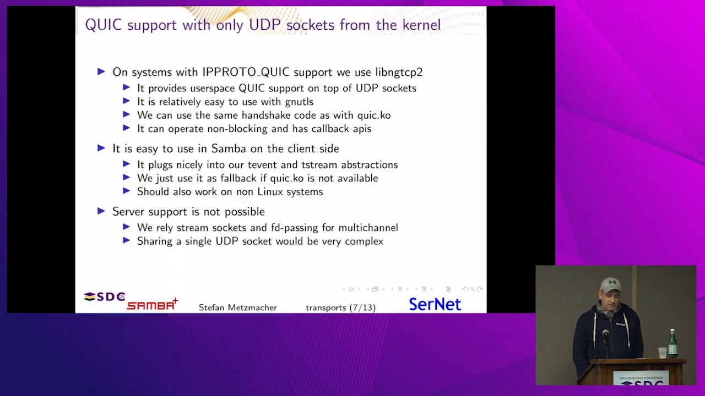But for the server, it's not so easy, because we currently rely on FD passing for stream sockets in order to have multi-channel support. And that's not possible with a simple UDP socket. So we don't have that and rely on the kernel support for the server.